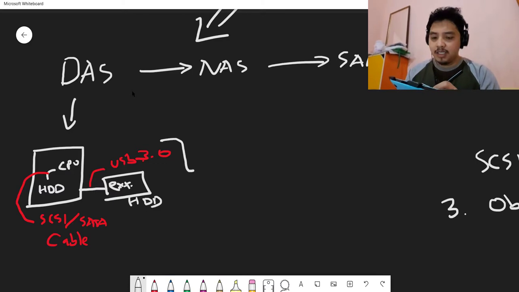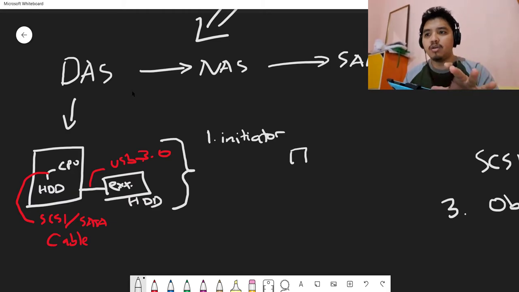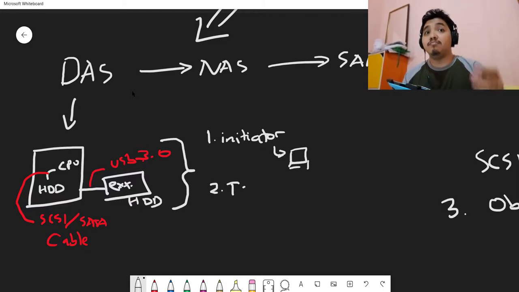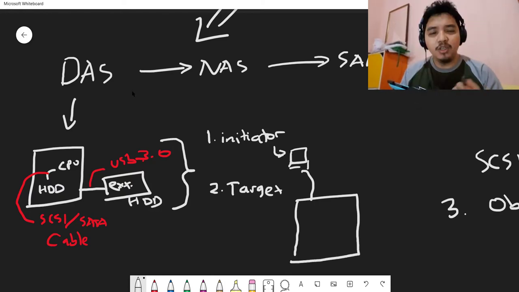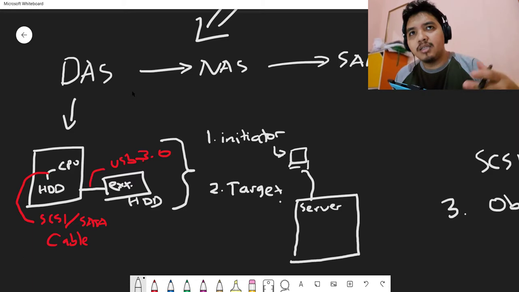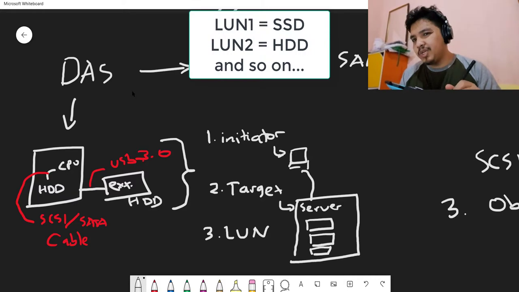DAS has three components. The first one is the initiator, aka the client, the one that initiates the command to store or take something out of storage. The second one is the target, the receiver of the command, the server storage. And the third one is the LUN, logical unit number. This is the hard disk naming or addressing. LUN1 can be an HDD, LUN2 can be an SSD, and so on.